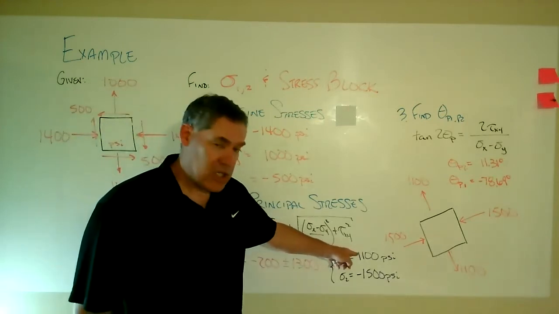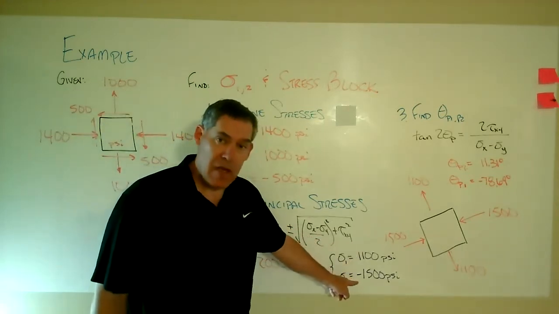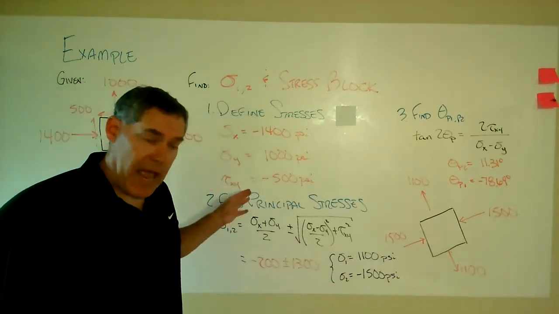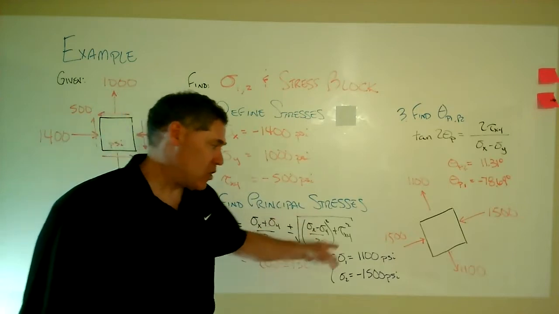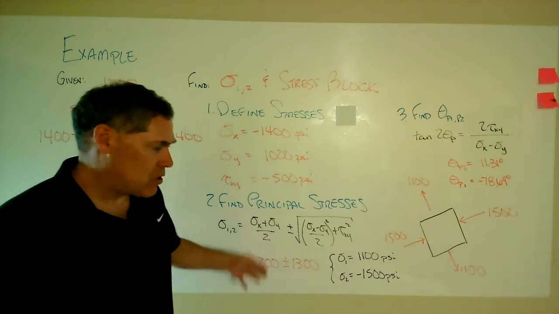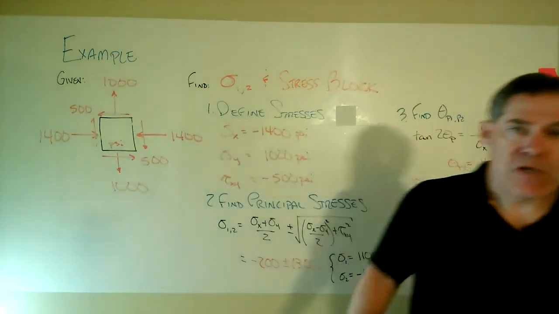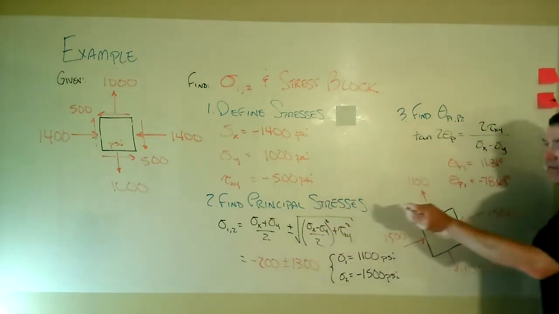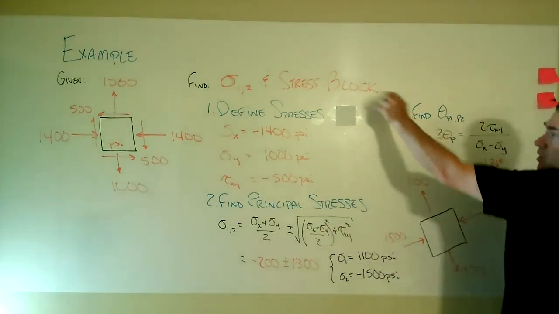One is going to be in tension, that's the positive one. One's going to be in compression, that's the negative one. Make sure you put the actual numbers into this equation and you get exactly those same values. That's when you know you're beginning to really understand how to manipulate the equation correctly. Then from there, we've got to figure out how those are all oriented and put everything on the stress block.